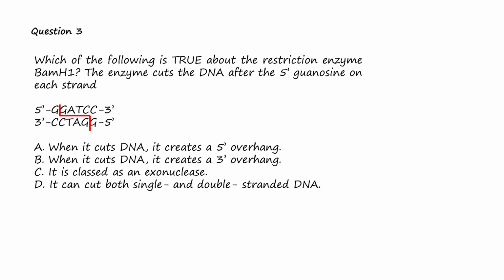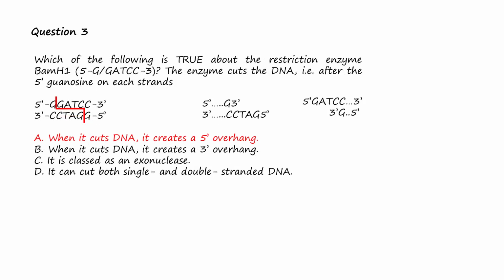Question 3. Which of the following is true about the restriction enzyme BamHI, which cuts the DNA after the 5' guanosine on each strand? A. When it cuts DNA, it creates a 5' overhang. B. When it cuts DNA, it creates a 3' overhang. C. It is classed as an exonuclease. D. It can cut both single and double-stranded DNA. The answer is A. It creates a 5' overhang as shown in the diagram.